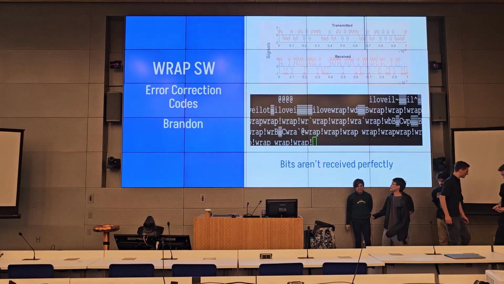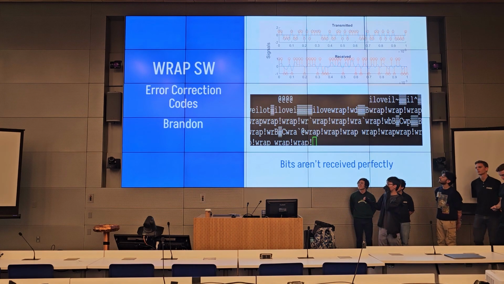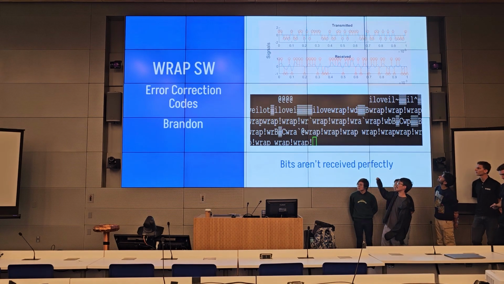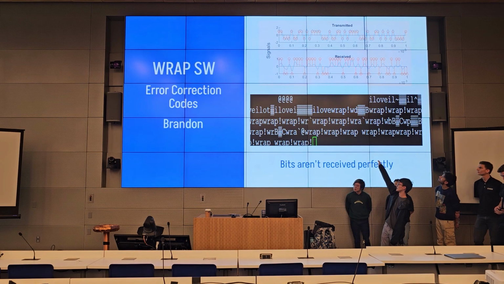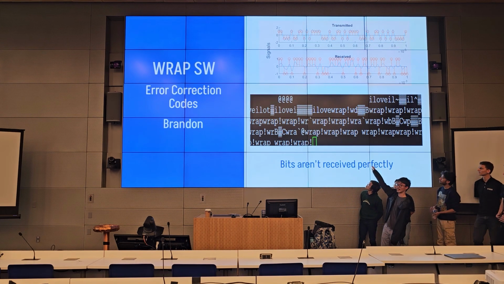So hello, my name is Brandon, and one of the new things we're doing with R&D is channel coding. Unfortunately, at the receiver, we don't receive the bits exactly as we want them to. As you can see on the top, these are noise. We end up receiving a bunch of corrupted bits, and you can see it in this image below. We don't get the characters exactly how we want.